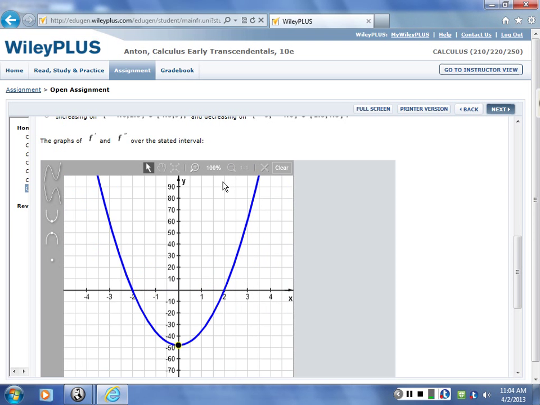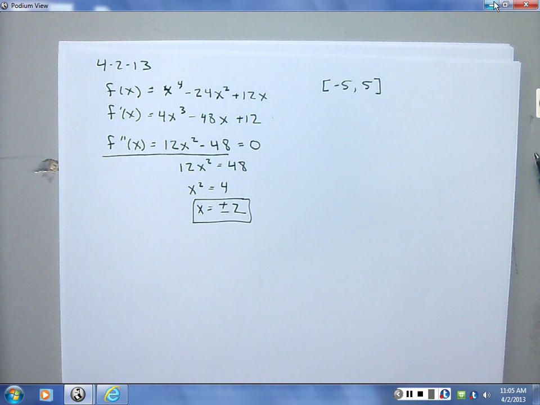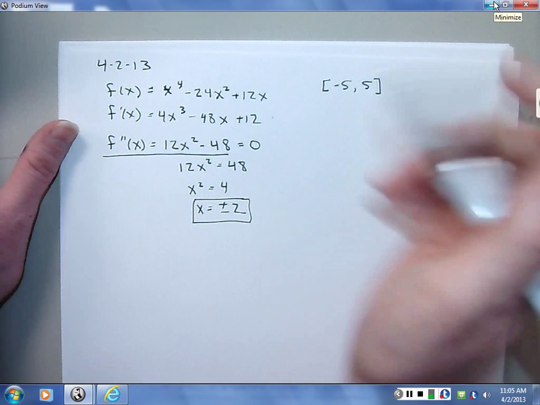Now I need to graph the first derivative, which is a cubic, so finding zeros of the first derivative tells me where that crosses the x-axis. And then I can do the first derivative test to see when the slope's positive and negative. When's the function above the x-axis and below it? So go back to here.